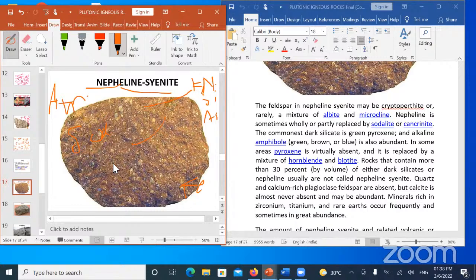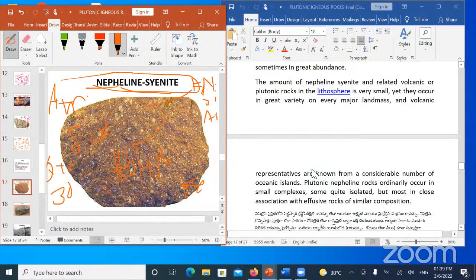In some areas, pyroxene is virtually absent and it is replaced by a mixture of hornblende and biotite. Rocks that contain more than 30% of either dark silicates or nepheline are usually called nepheline syenite, right? Quartz and calcium-rich plagioclase feldspar are absent in this rock. But calcite is almost never absent and it may be abundant. Minerals rich in zirconium, titanium and rare earths occur frequently and sometimes in great abundance.